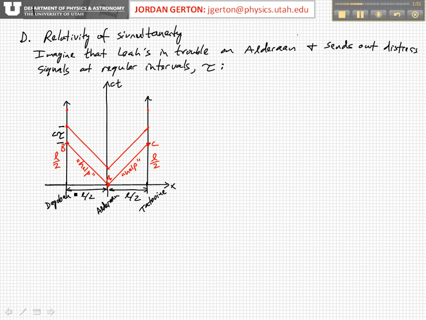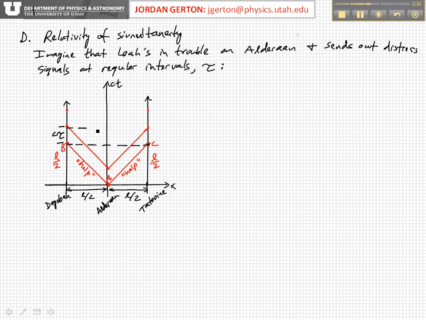Okay, now since the distance between Alderaan, so Leia, and Luke and Leia and Han is the same, and since they're all in the same rest frame, then Han and Luke receive their signals simultaneously. Okay, and so we can connect events, for example, events B and C, with a horizontal line, which indicates that they happen simultaneously, right? Because it happens at the same vertical coordinate.